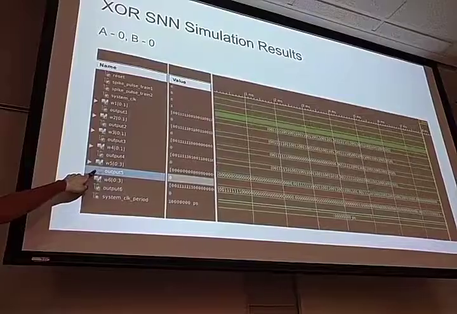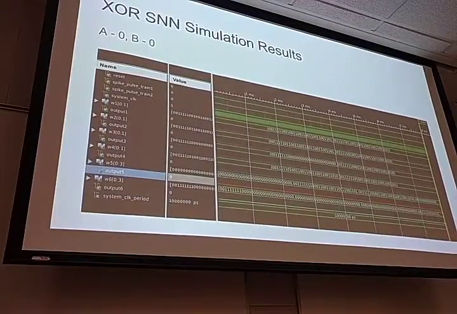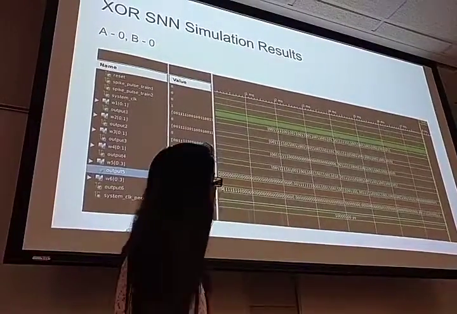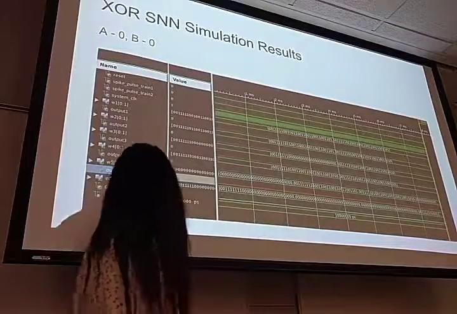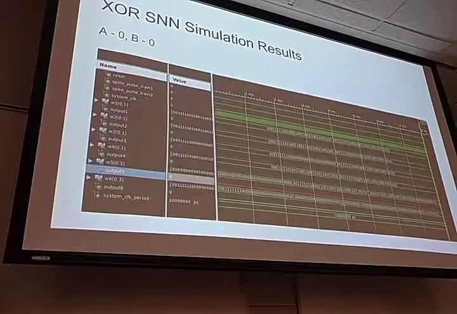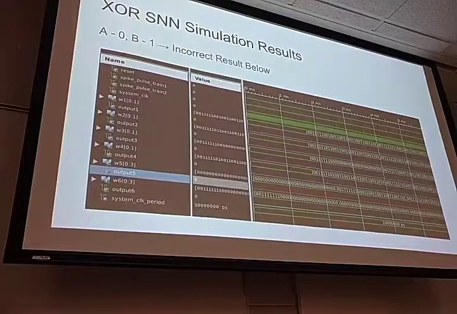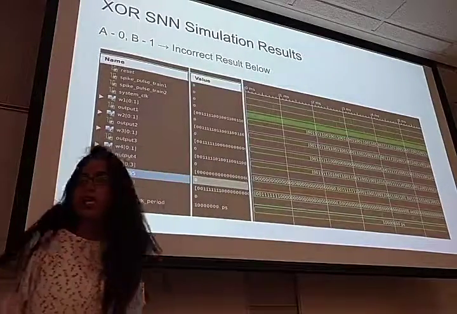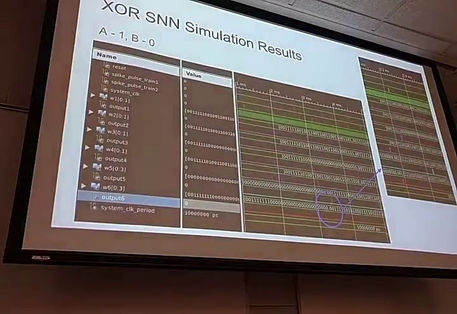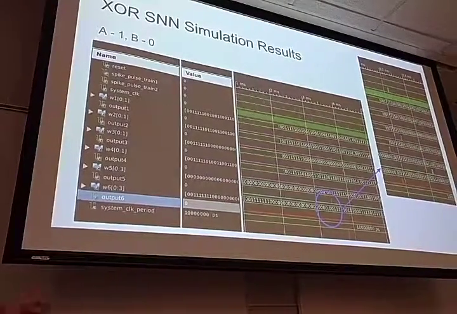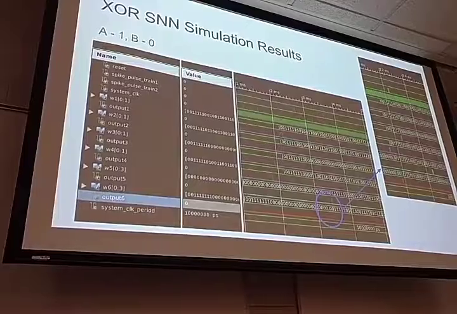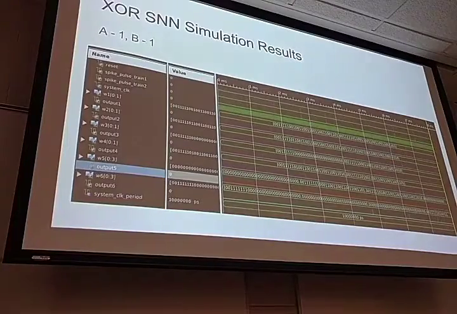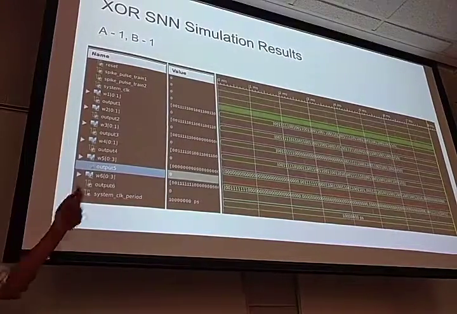These are the XOR simulation results for input 0, 0. As you can see, this represents output 1, output 0, and this represents output 1. For the first one, you are able to see this first spike emitted here. The first spike is emitted from output 0, so it gives the correct output. But for the second combination, the first spike is emitted here, but it gives the incorrect result. And for the third one, we get the correct output. The first spike is emitted from the network for output 1, and finally for the last combination, we get the output in output 0.